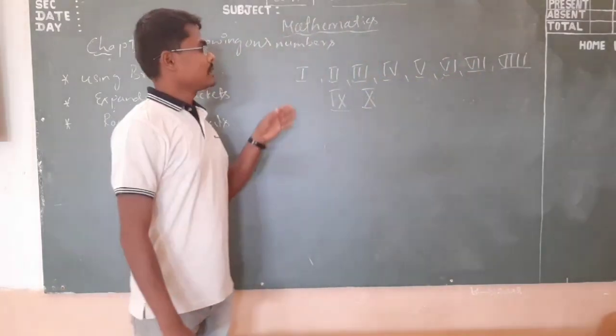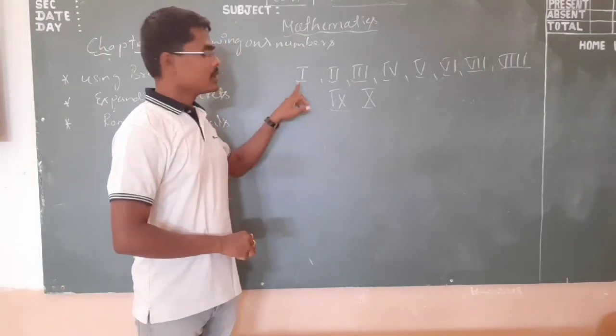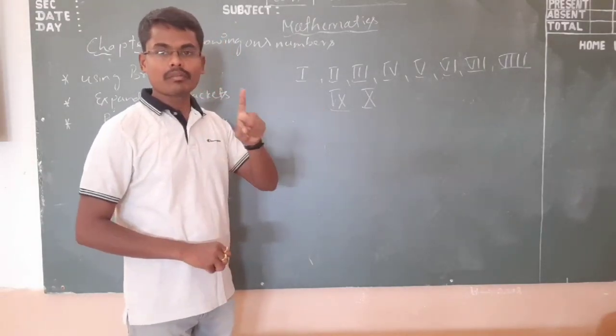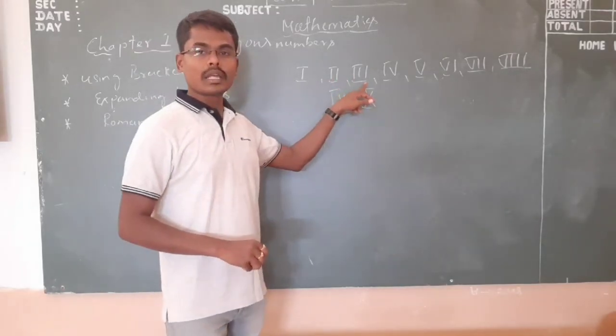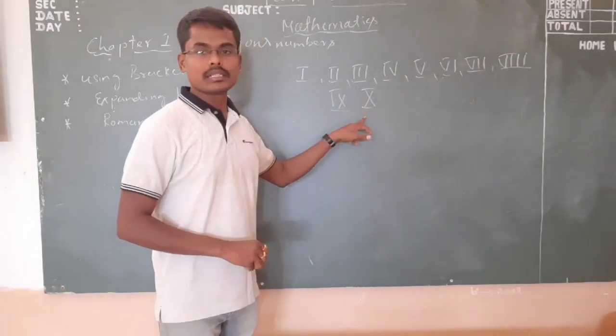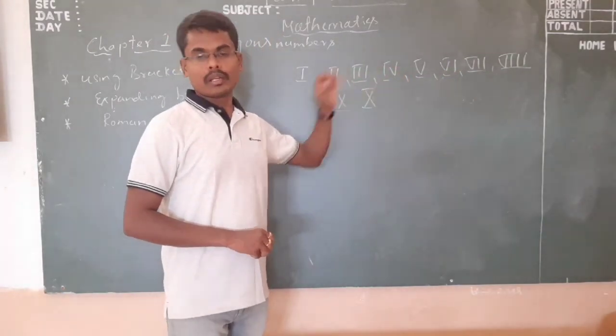Right? Like that I have written some representations. Now look at here, the very first, this one, the Roman number I, this indicates number 1, and this is 2, 3, 4, 5, 6, 7, 8, 9, the last one is 10. This is how we are going to write the Roman numerals.